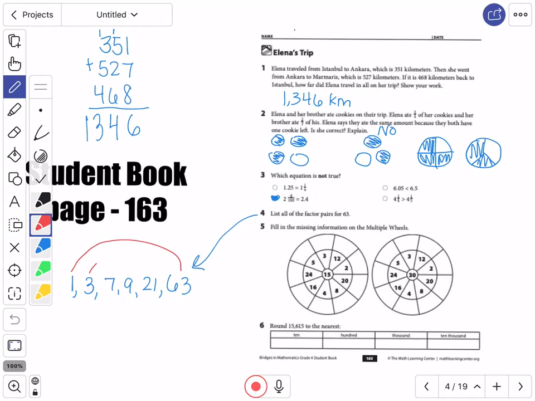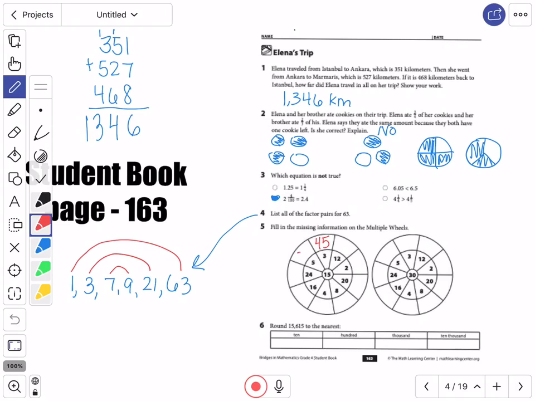4 does not go into 63, and 5 does not. Neither does 6, because 6 goes into 60, but 7 and 9 both go into it. So here are your factor pairs right here. I believe you remember this from the way beginning, those rainbows that we were making at the beginning of the school year. Okay, so like I said, this is kind of a recall prior knowledge.